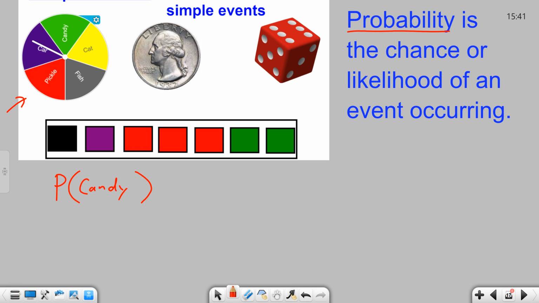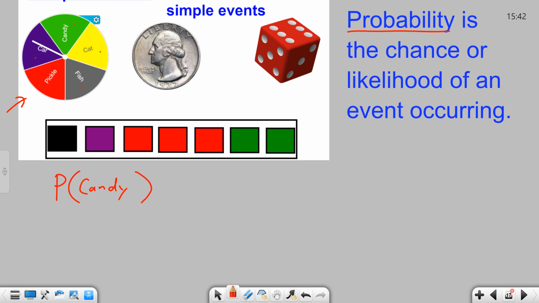Okay, well, I count up the sample space. The sample space is the collection of all the things that could possibly happen. So I could get fish, I could get pickle, I could get car, I could get candy, I could get cat. Okay, those are all equally likely because the sections are all the same size. I'm equally likely to get each one of those, which means it's a random spin.